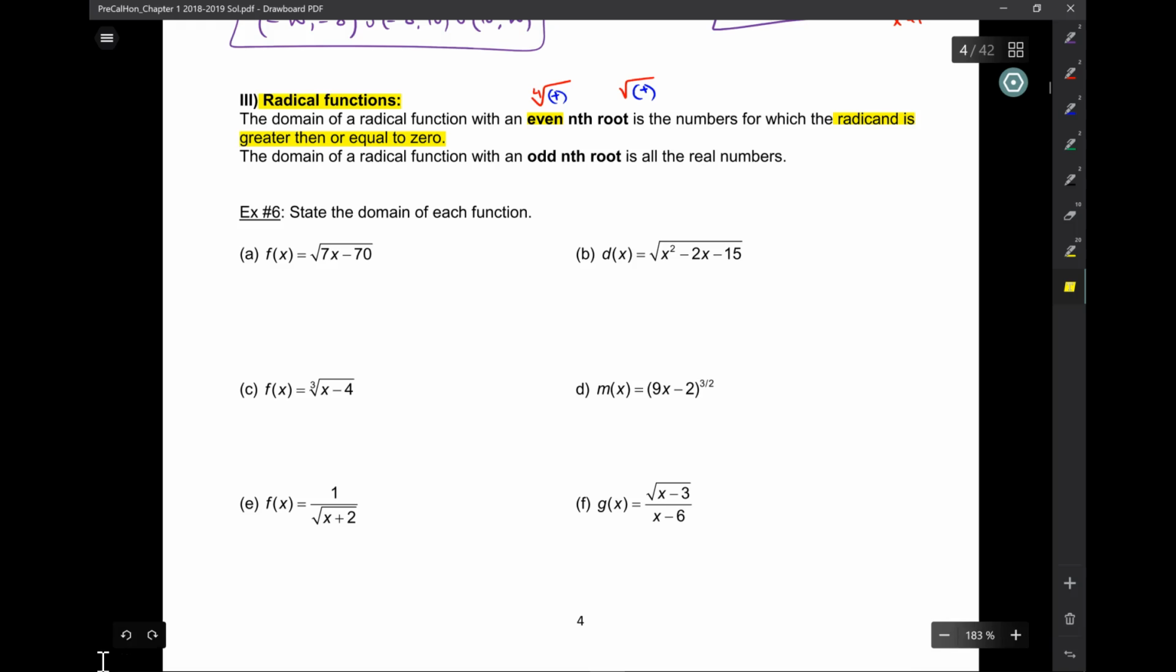Okay, so what if you have an odd root, like a cube root or a fifth root? Can you get a negative number in here? Well, so what's the cube root of negative 8?